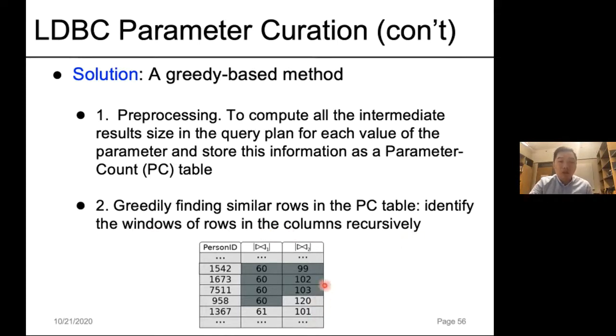So for example, in this query 5 PC table, they will find the first column with the same count of 60, and then in the second window, they find the rows with smaller variance. So finally they will pick the first 3 bindings of the person ID.